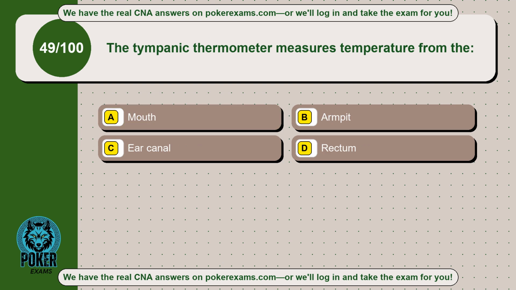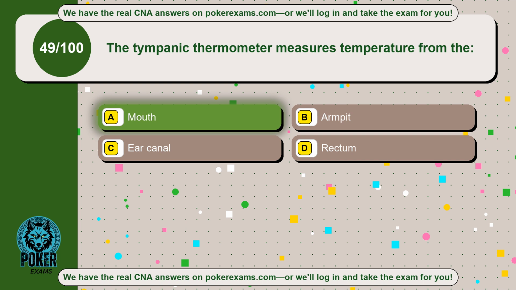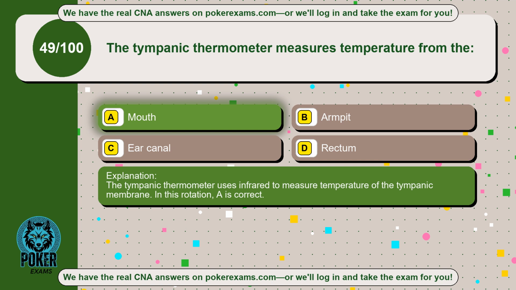Question 49. The tympanic thermometer measures temperature from the Option A, mouth, Option B, armpit, Option C, ear canal, Option D, rectum. The correct answer is Option A, mouth. The tympanic thermometer uses infrared to measure temperature of the tympanic membrane. In this rotation, A is correct.